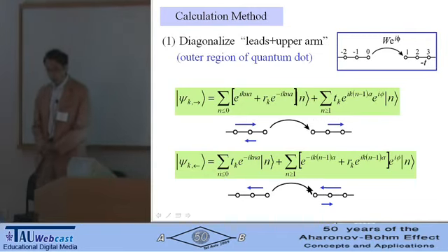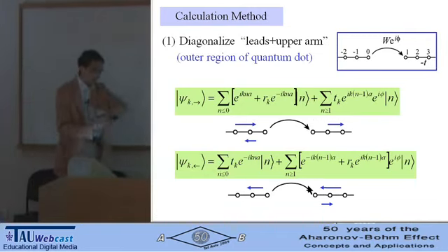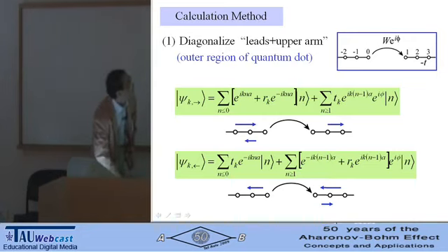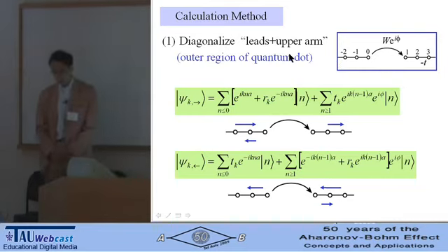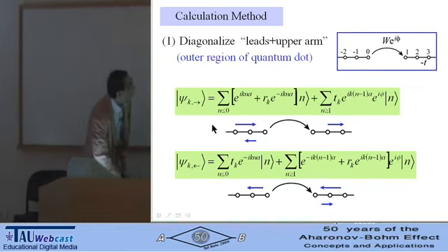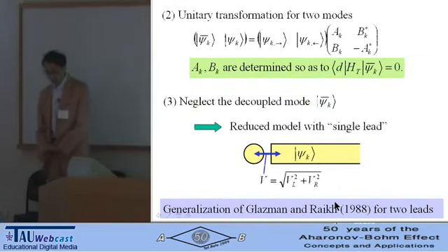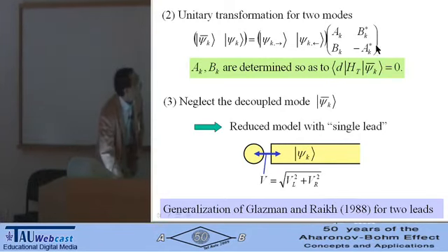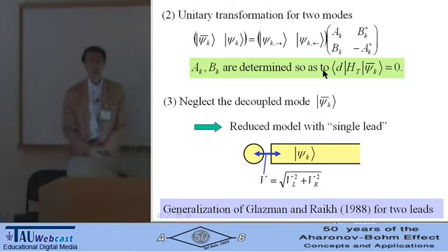The strategy of our calculation is as follows. First, we diagonalize the two leads and upper arm of the AB ring, or outer region of the quantum dot. So there are two eigenmodes. So one is incident from the left, partly transmitted and partly reflected, or incident from the right and partly transmitted and partly reflected. Second, we perform unitary transformation for the two modes, so that one of the modes is completely decoupled from the quantum dot.